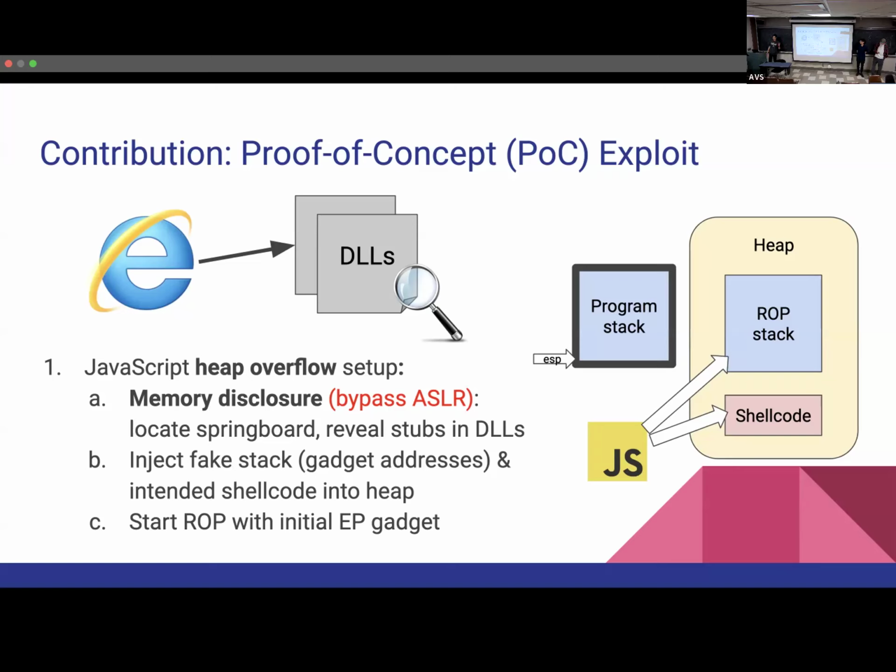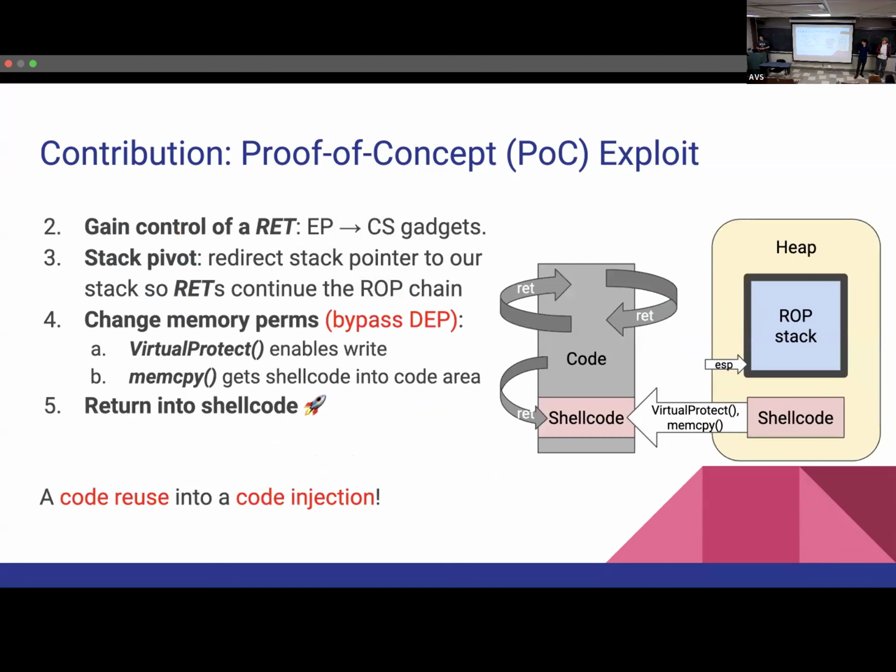We overwrite a function pointer to have an initial entry point gadget. And after that, the first thing we do is, the paper tries to gain control of a return instruction. The reason we do that is because we want to switch from entry point to call site gadgets, right? Recall the distinction between EP and SCS that Jacob just mentioned. It turns out that under CFI, EP gadgets are a lot more restrictive. So we try to gain control of call site gadgets.